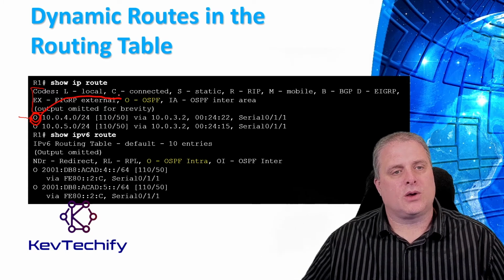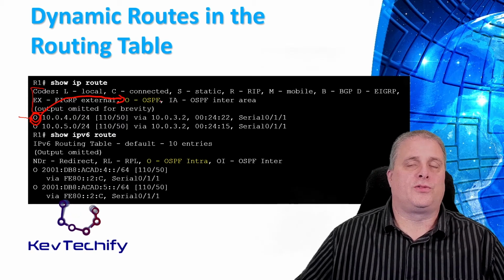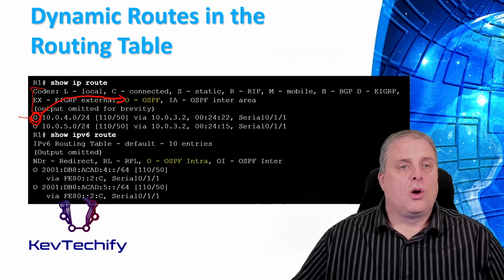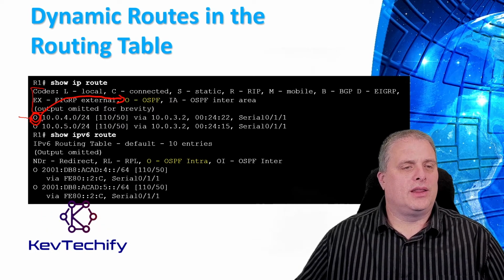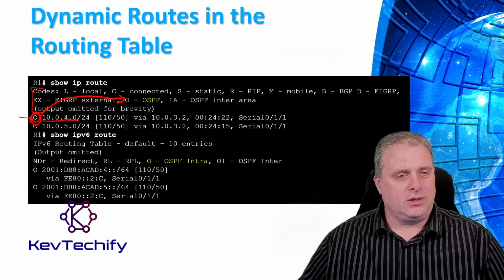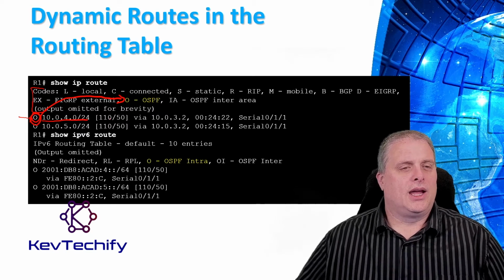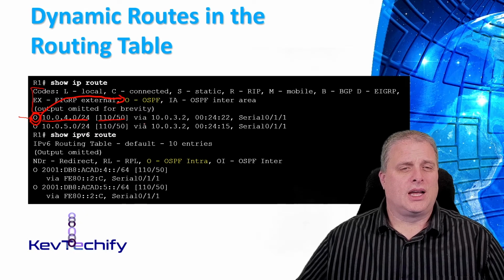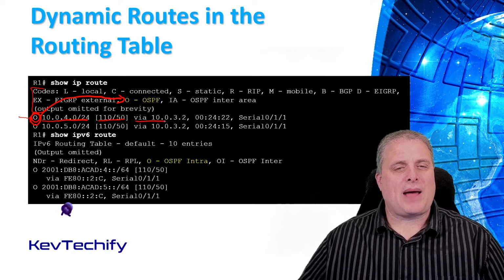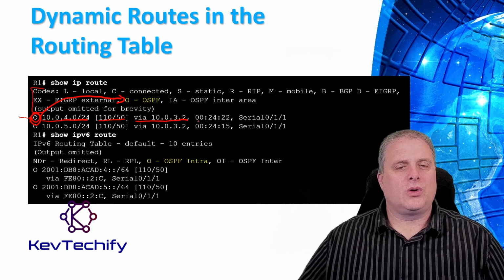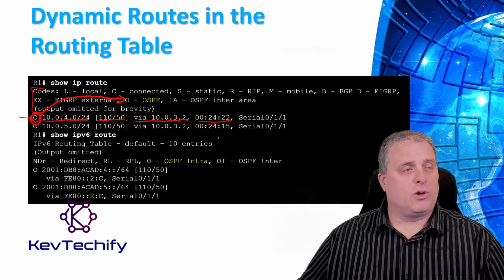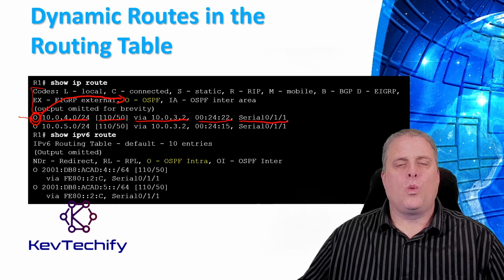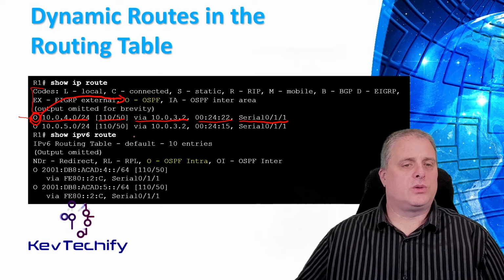This code is OSPF, Open Shortest Path First, a dynamic routing protocol. And so looking at that, we learn how to get there. Then this is the network address we learned about with its subnet mask, administrative distance, which is the trustworthiness, and then the metric. How do I get there? This is the next hop IP address. How long ago did I learn about it? I learned about it about 24 minutes ago. And to get there, I go out my serial 0/1/1 interface. That's what it looks like.